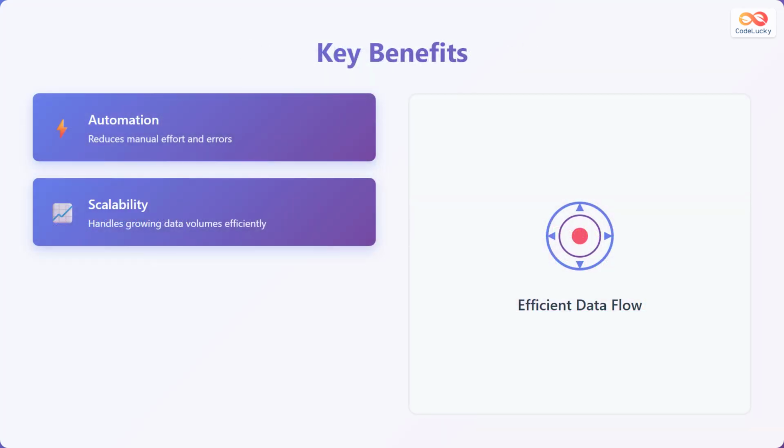Data pipelines offer several key benefits for organizations. They provide automation, reducing manual effort and the risk of errors in data processing. They also offer scalability, allowing businesses to handle growing data volumes efficiently without compromising performance. This efficient data flow enables better decision-making and insights. Data pipelines automate, are scalable, and give efficient data flow.